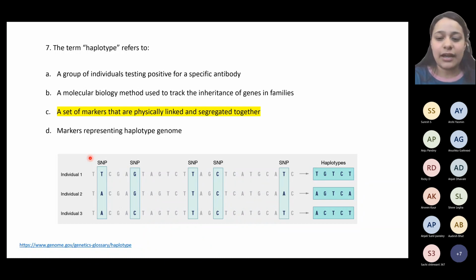It means that this TGTCT, when meiosis occurs, there will be no break or recombination from here to here, and these particular SNPs will be segregated as one unit, right? That is why we are listing it as a haplotype. Similarly for individual 2 and individual 3.